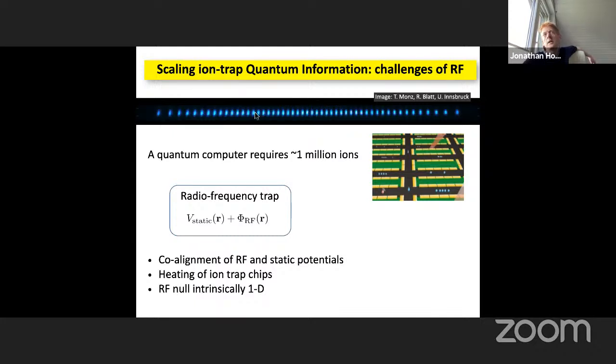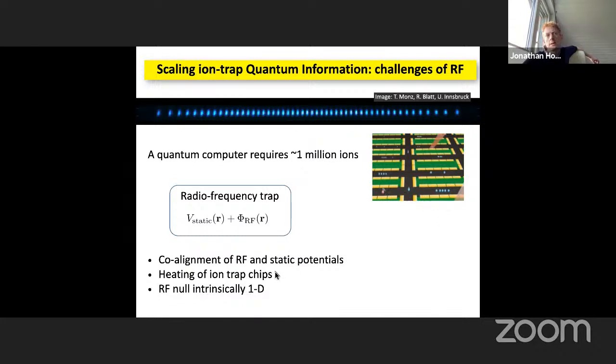One of the other things that's intrinsic to Laplace's equation is that the zero of the RF potential is intrinsically a one-dimensional thing. What you see is that I break that in this chip structure because I have these two-dimensional junctions. Those are quite troublesome in trying to scale up ion trap quantum computing: how to deal with the fact that you will have large driven RF motion going through junction structures.